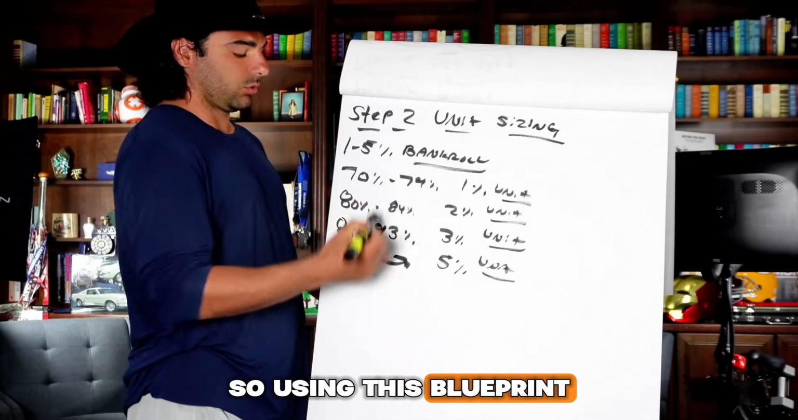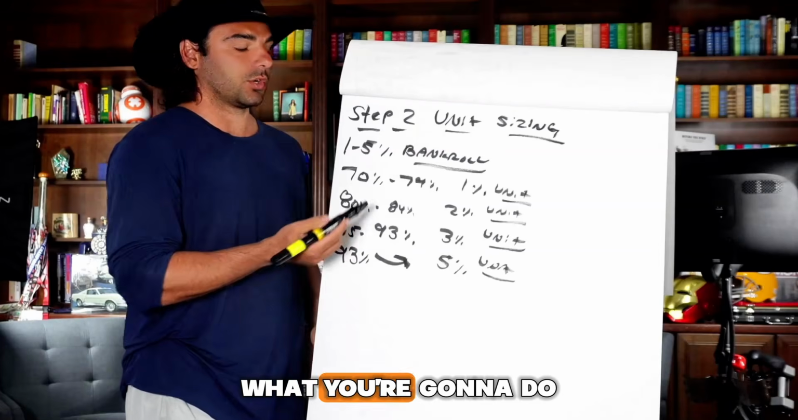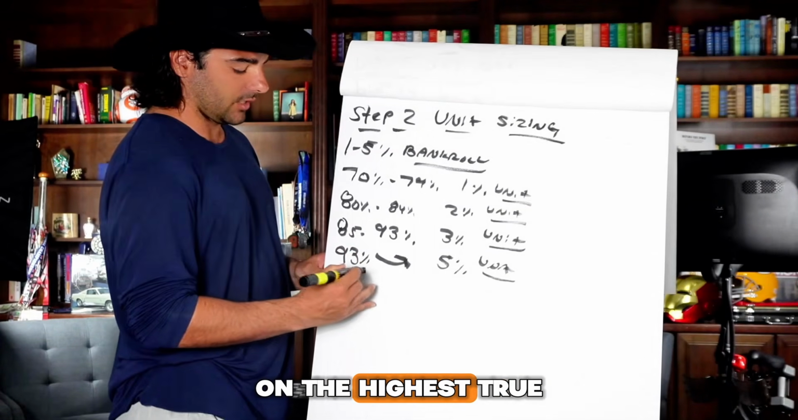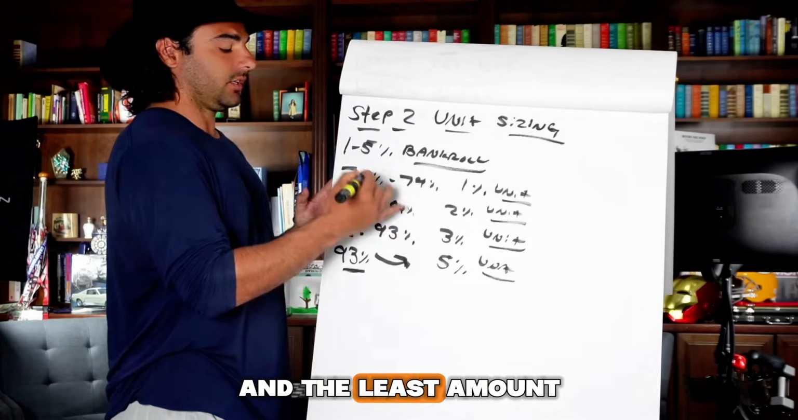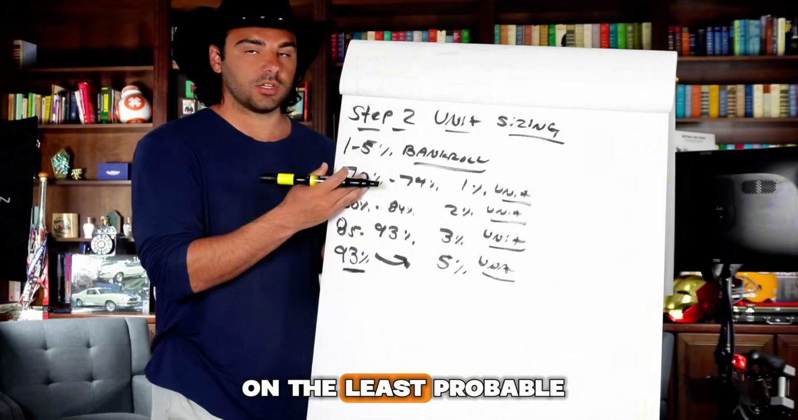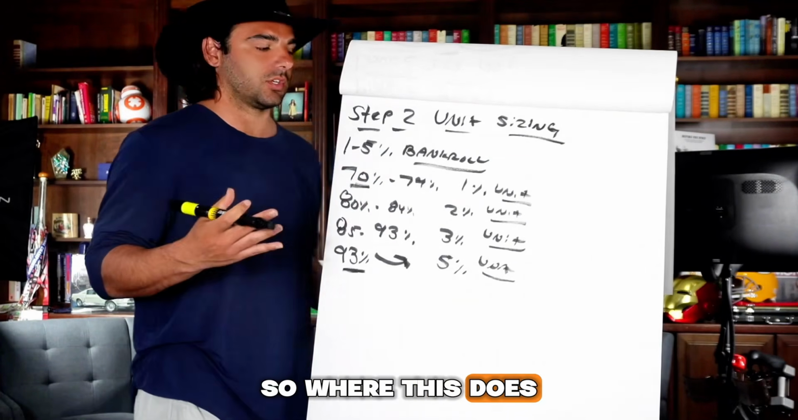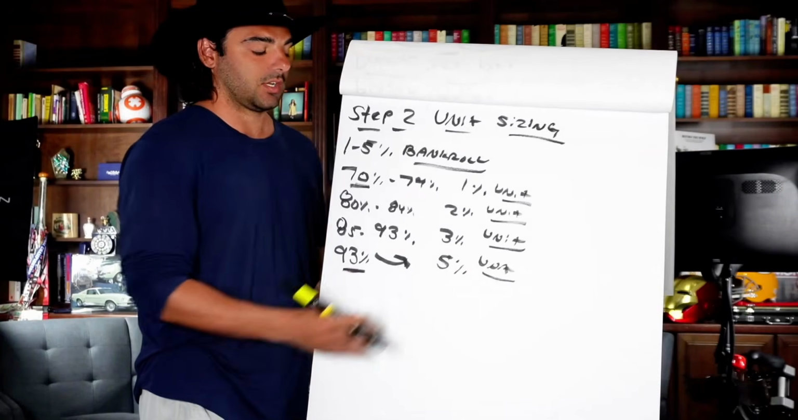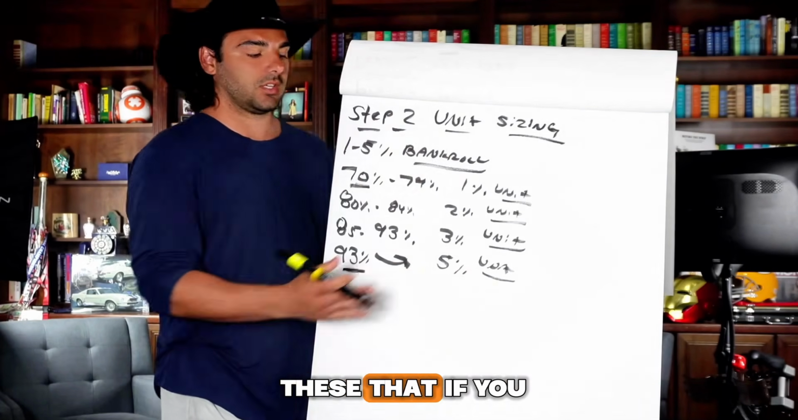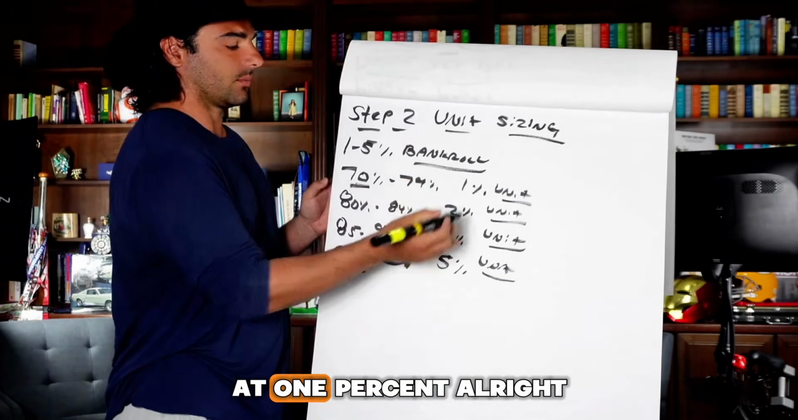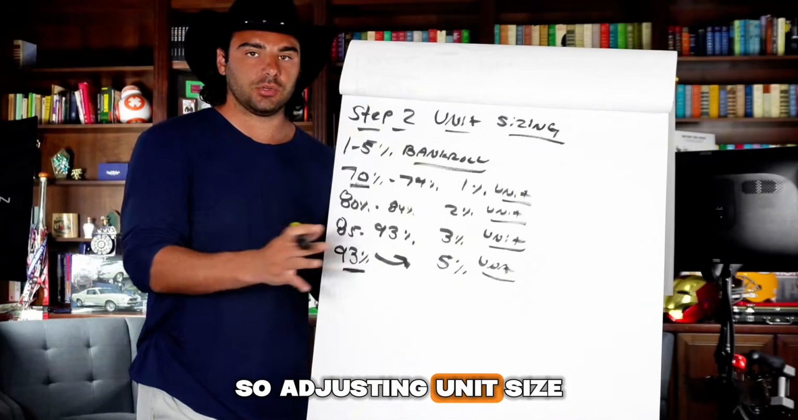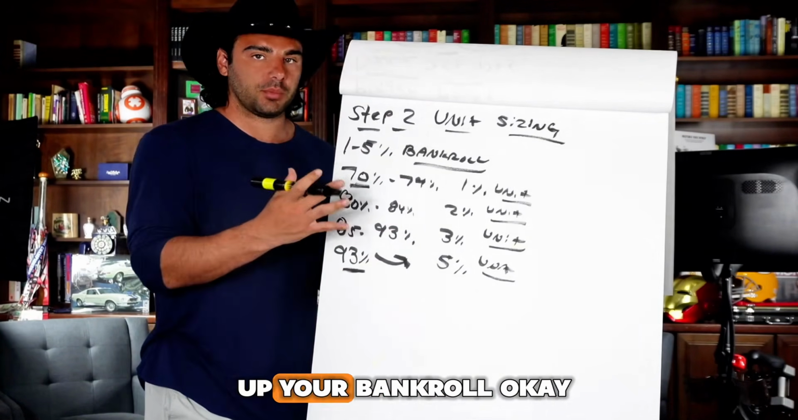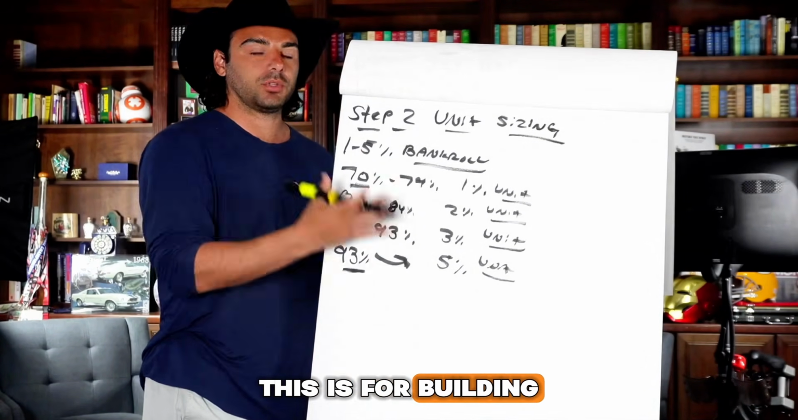So using this blueprint and this formula here, you're going to be able to have the most wagered on the highest true probability plays and the least amount on the least probable ones. Okay, so where this comes into play is if you're hitting over 93% at 5%, it recoups most of what you lose if you lose one play at 1%. All right, so adjusting unit size. This right here is the formula to building up your bankroll. Okay, this is for building up your bankroll.